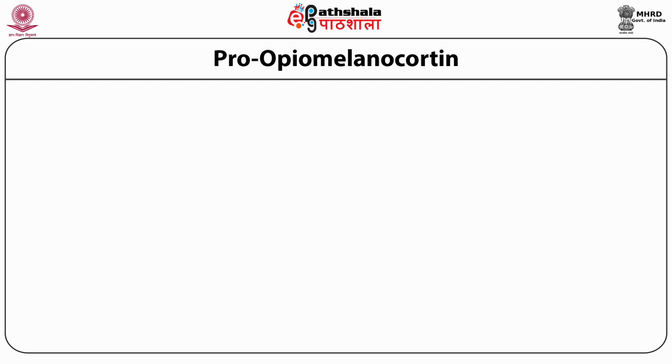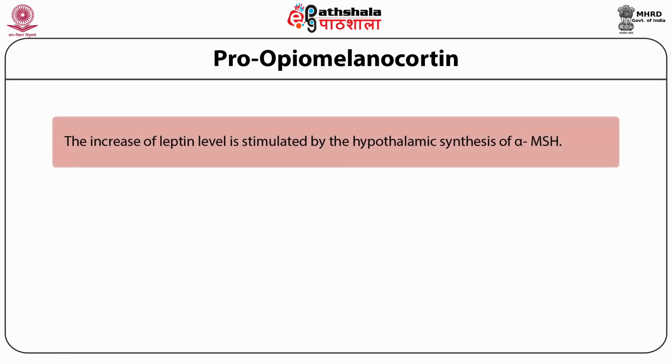Pro-Opiomelanocortin is another factor contributing to obesity. Mutation in the Pro-Opiomelanocortin, that is POMC gene, causing obesity is rare. POMC genes serve as a genetic factor that interacts with other genes as well as with the environment, resulting in a complex human phenotype. It helps post-transcriptionally to produce a number of hormones like adrenocorticotropic hormone, that is ACTH, alpha melanocyte stimulating hormone, and beta endorphins. The increase of leptin level is stimulated by the hypothalamic synthesis of alpha MSH.